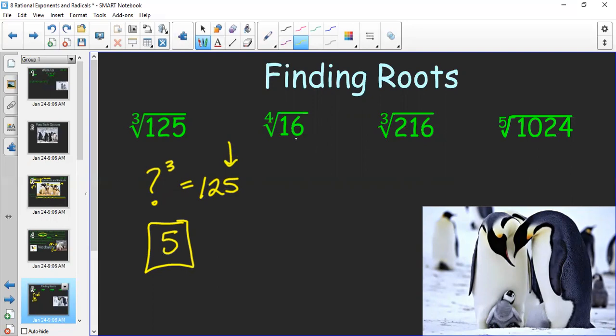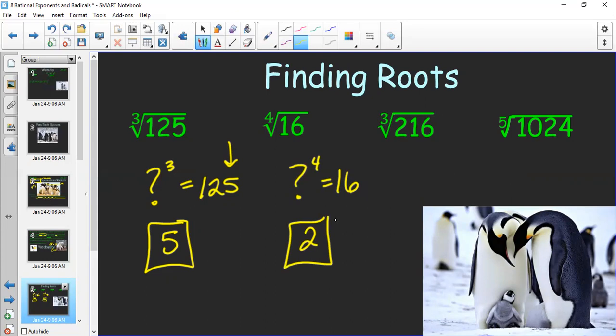For the next one, you would think, what number to the 4th power would give us 16? That answer would be 2. 2 to the 4th power would give us 16. So we're going backwards from what you're used to. You're used to raising something to a power and telling me the answer. Well, I'm giving you the answer and I'm asking you what number is raised to that power.